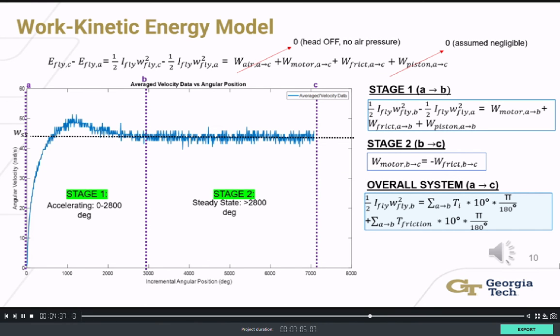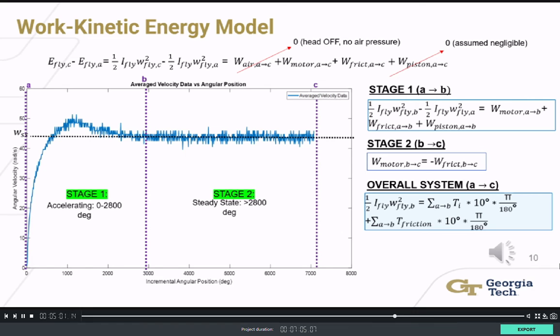A mathematical model for the flywheel system, shown highlighted in blue, was prepared for the client. This equation can be used to compute the change in kinetic energy necessary to accelerate the flywheel or wheels from rest to a steady state angular velocity. Since the engine head is off during this entire stage of analysis, the work done due to the air is assumed to be zero since there is no air pressure when the flywheel system is open.